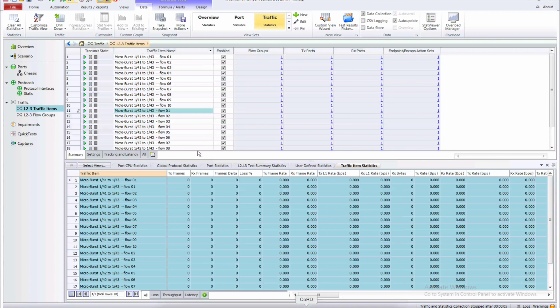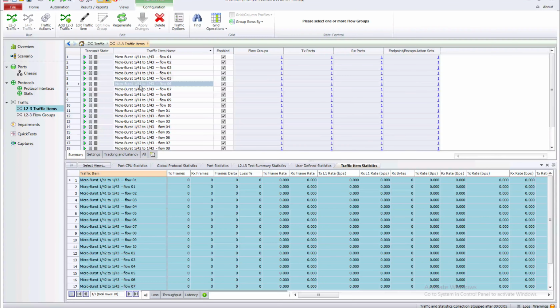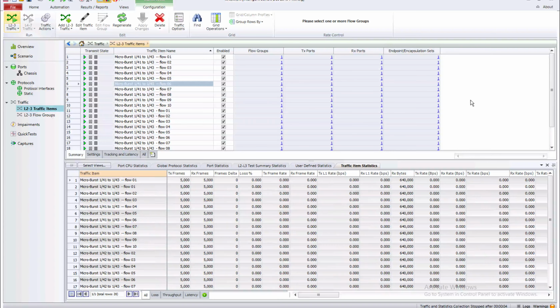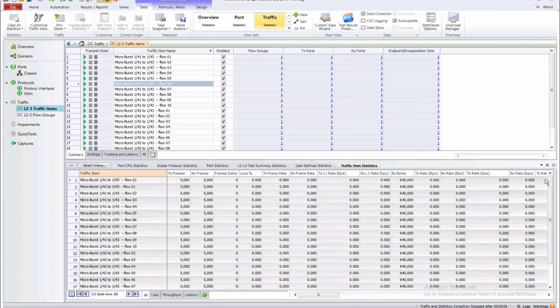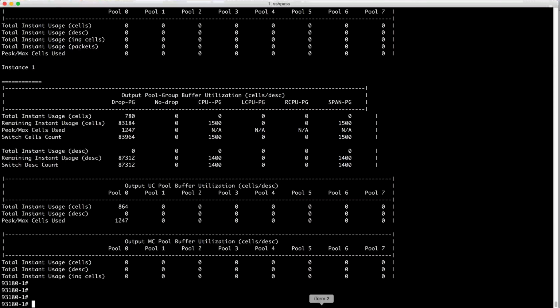Okay, so let's go back to Ixia. Remember last time we had around 70% of loss for the microburst. So we're going to go ahead and send the burst one more time. And you see now there is 0% of loss because RX frames were all received. Okay, and so that fairly big burst was actually absorbed entirely by the switch.